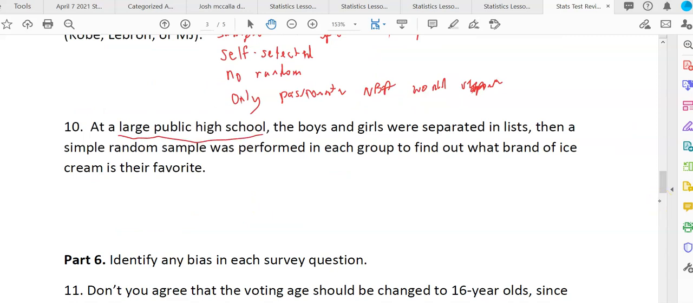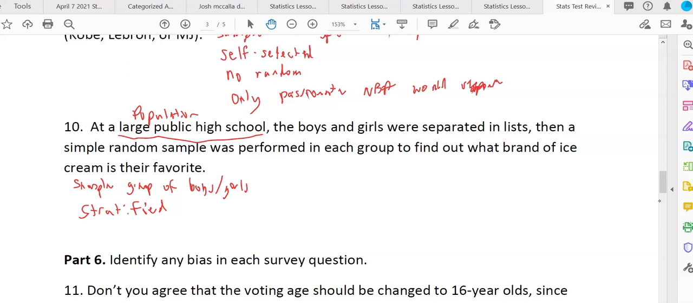Population is all the students at a large public high school. Sample, a group of boys and girls. They were separated first, then sampled. The method is definitely stratified. I don't know if you see that, but because they were separated first, it wasn't just like put everyone's name in a hat and draw out, where we might get 5 boys, 10 girls. They were definitely stratified because they were grouped first and then a simple random sample within each homogeneous group.